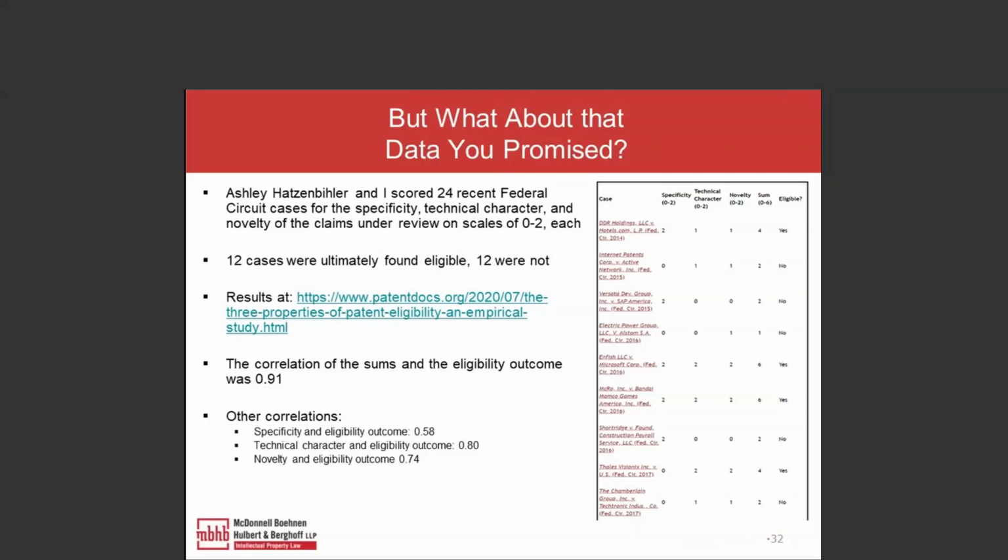Now, some of the other correlations we have between the individual factors and the overall outcome are not as high. So you really want to have all 3 factors in your claims to get this really massive correlation of 0.91. And in particular, technical character is the most highly correlated, followed closely by novelty, and then specificity is the least correlated. And it's a little disappointing from a patent drafting person's point of view, because specificity is what you have the most control over when you write claims.